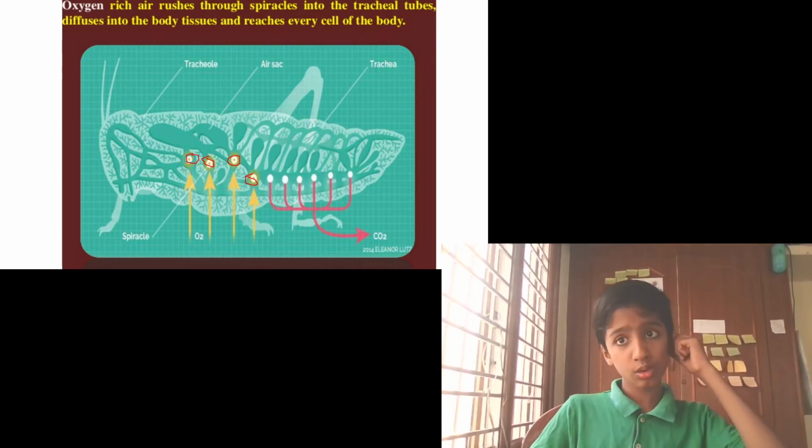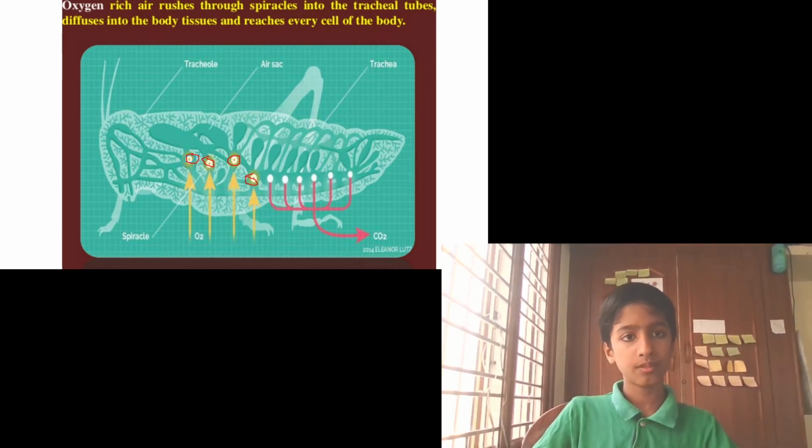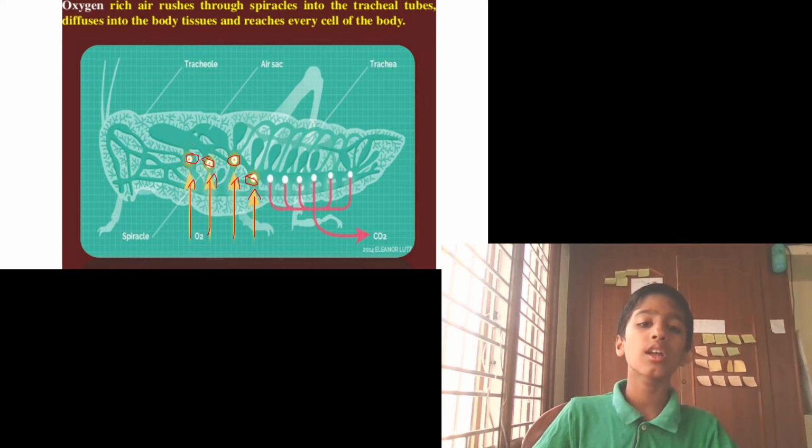Through the spiracles, oxygen will go inside. O2 goes inside and diffuses into the body tissues, then it diffuses to the body cells and reaches everywhere.